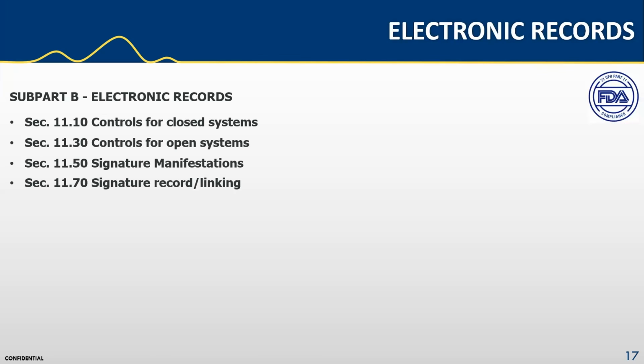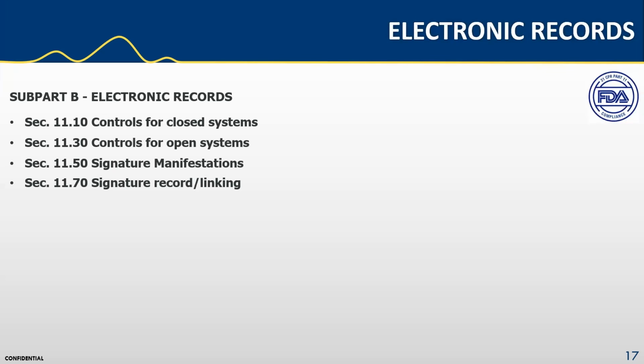Section 11.50, signature manifestations. This section deals with how signatures should appear on electronic records. The FDA expects to see the printed name of the signer, the date and time that the signature was executed, and the meaning of the signature, whether it's approval, review, authorship, or analysis. And these are subject to the same controls as the records themselves and included on any human readable form of the electronic record.